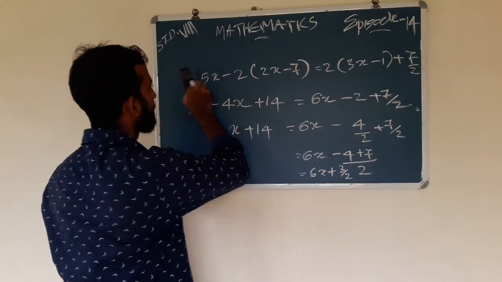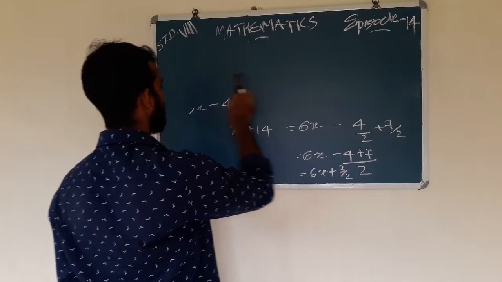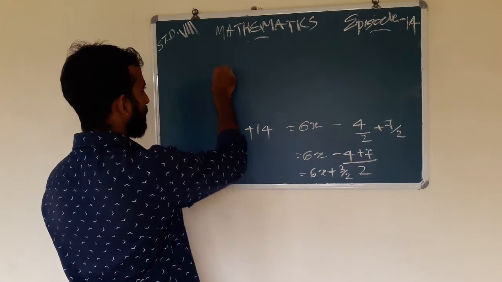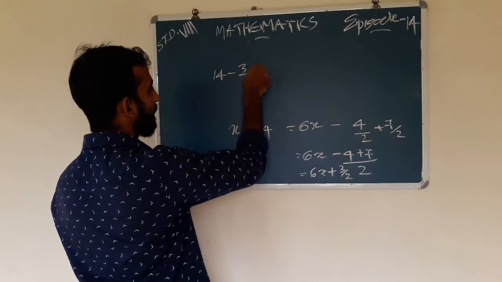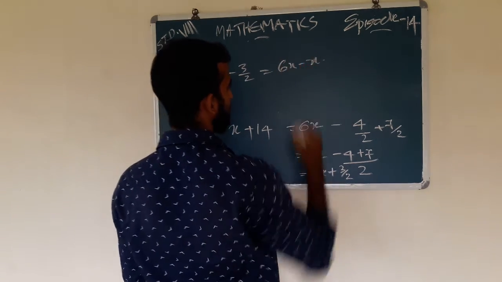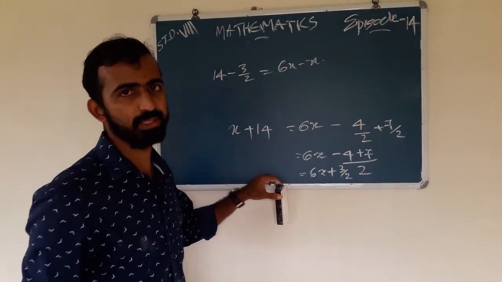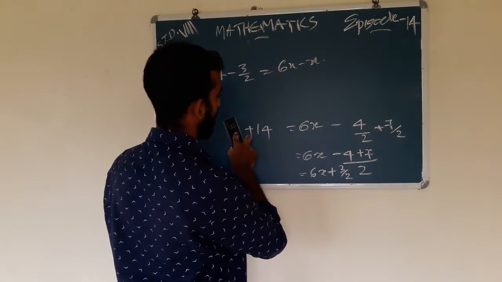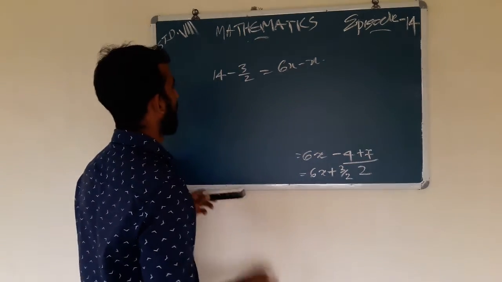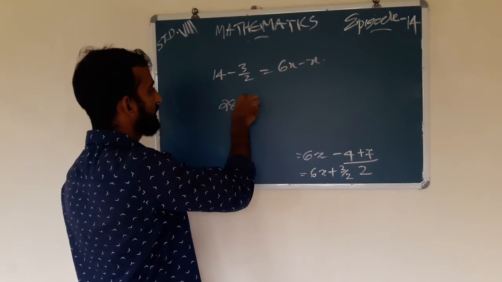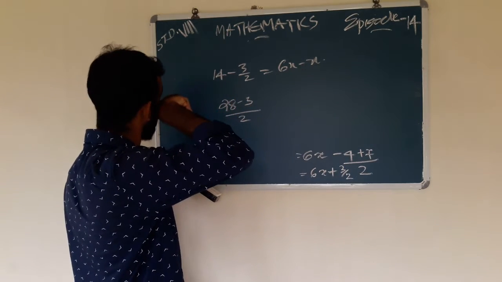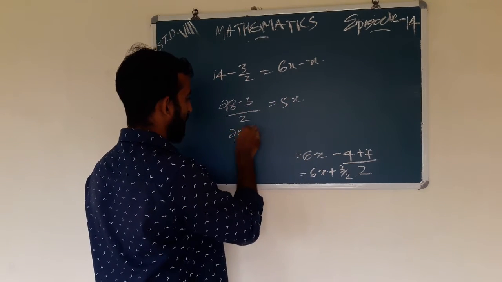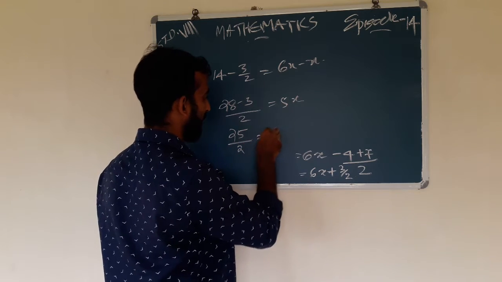So next step is 14 minus 3 by 2 equal to 6x minus x. Is it? Yes. That is 28 minus 3 by 2 is 5x. That is 25 by 2 equal to 5x.